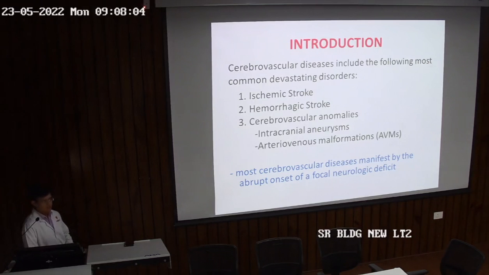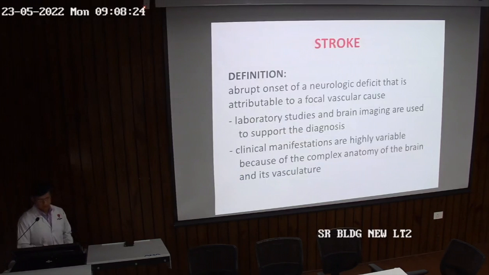These cerebrovascular anomalies can be in the form of intracranial aneurysm or arteriovenous malformations. Most of the cerebrovascular diseases manifest by the abrupt onset of a focal neurological deficit. So in the cerebrovascular accident, there will be a sudden onset of a focal neurological deficit. We will learn about the definition. The cerebrovascular accident may present in the form of cerebrovascular anomalies, ischemic stroke, or hemorrhagic stroke.